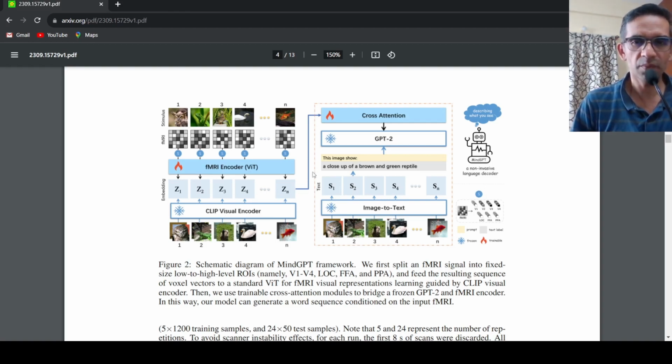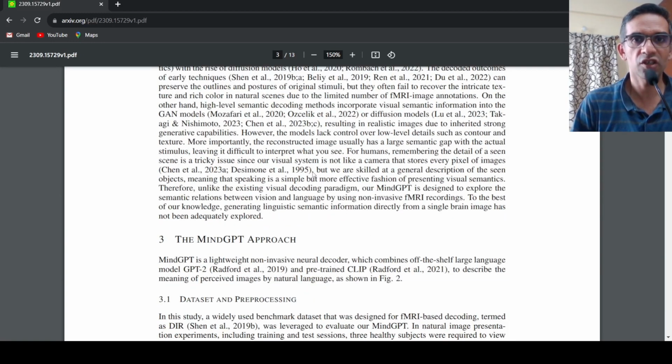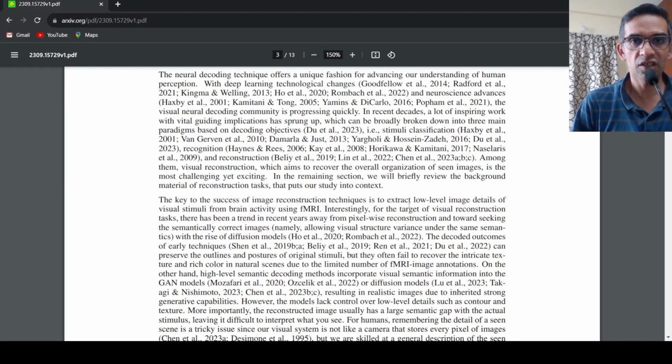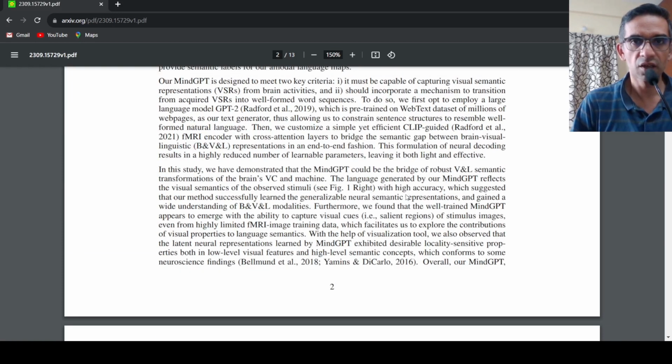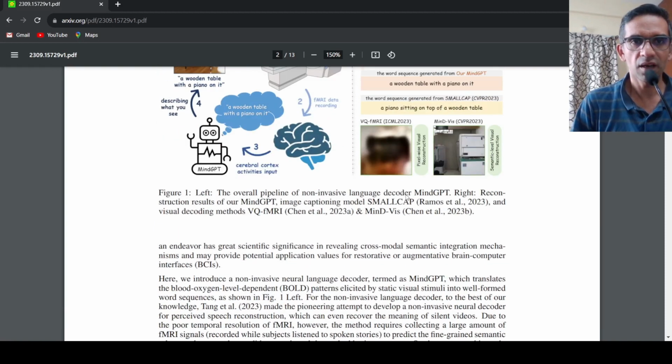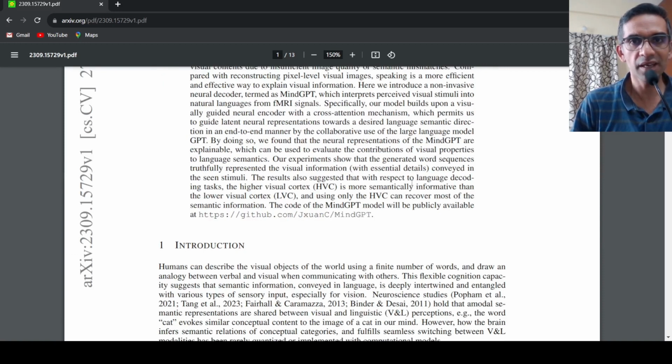Now, what is the purpose of doing this particular kind of interpretation of the images which a person looks at, right? What could be its use? Okay, so where is it really useful, right? Like what is the clinical use of this particular kind of model?